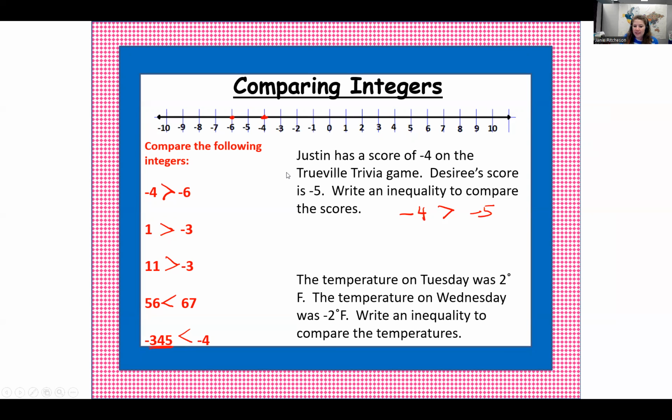The temperature on Tuesday was 2 degrees Fahrenheit. The temperature on Wednesday was negative 2 degrees Fahrenheit. Write an inequality to compare the temperatures. Well, positive 2 degrees is what compared to negative 2? It's warmer, right? Positive 2 is greater than negative 2.